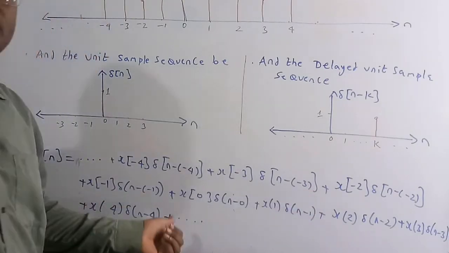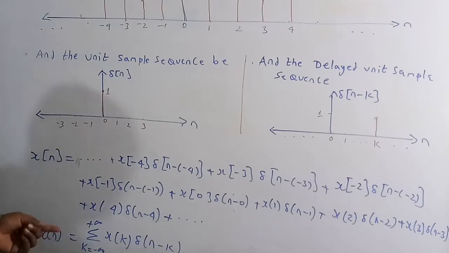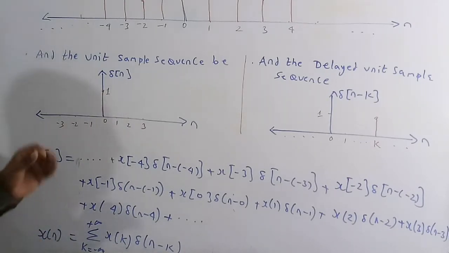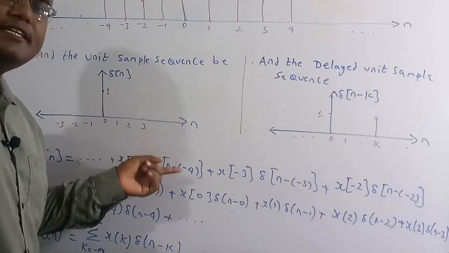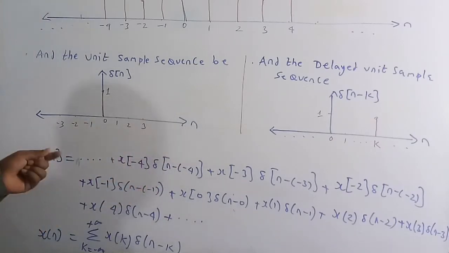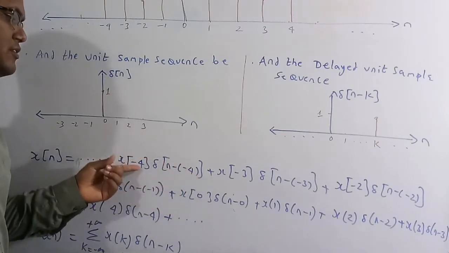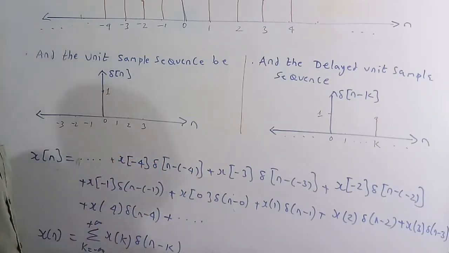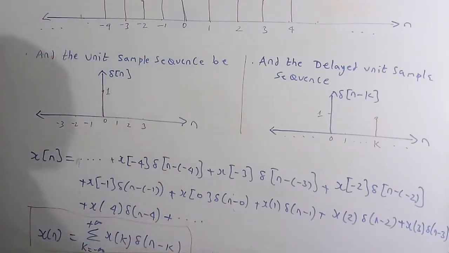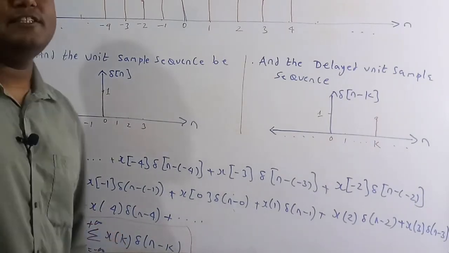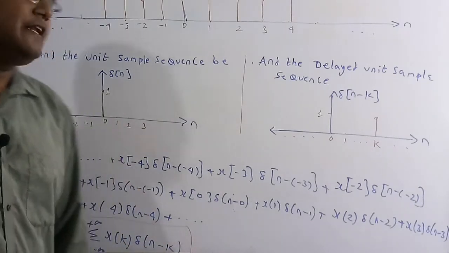So therefore we can conclude that any discrete signal we can write as a summation of the scaled version of the delayed sample sequence. So I am repeating it again. You can write any discrete signal as a summation of the scaled version of any delayed unit sample sequence. So finally we have expressed any discrete signal in terms of the delayed version of the unit sample sequence, we have represented in this manner. So if you write in this manner, you will definitely get 4 marks.